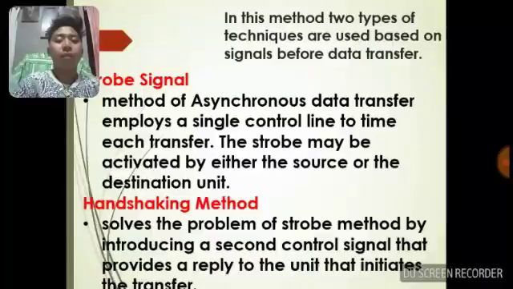Strobe signal. Method of synchronous data transfer employs a single control line to time each transfer. The strobe may be activated by either the source or destination unit. Handshaking method. Solves the problem of the strobe method by introducing a second control signal that provides a reply to the unit and initiates the transfer.